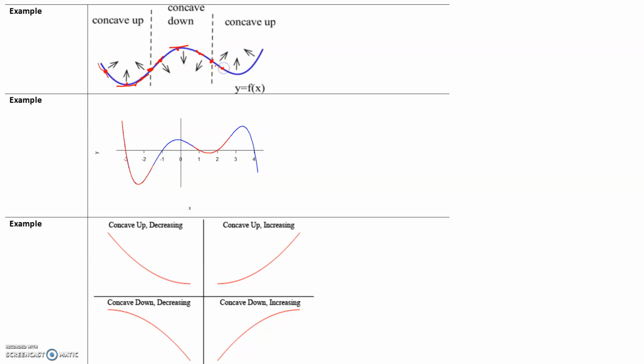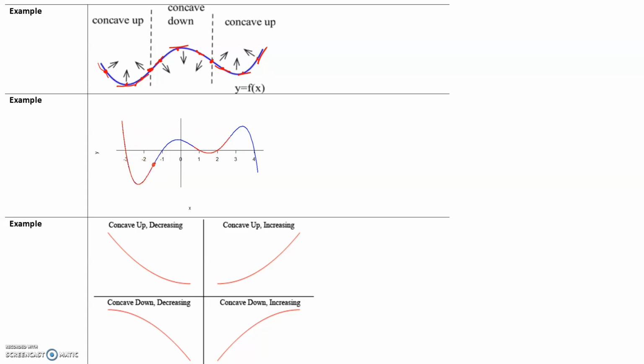Over here, the slope of the tangent line is negative, this is 0, this is positive. So we're going from negative to 0 to positive, which means the slopes are increasing, and this is concave up. Another example, we have a U shape, so this is concave up.